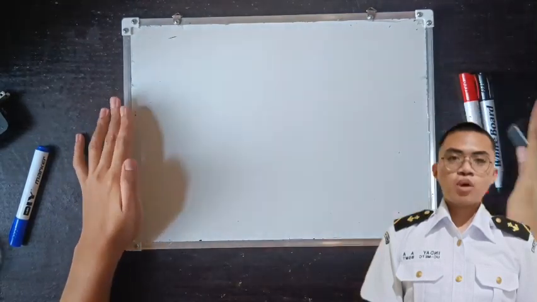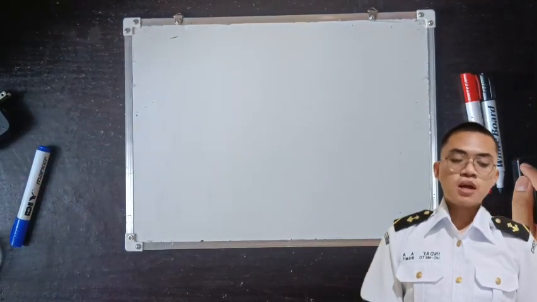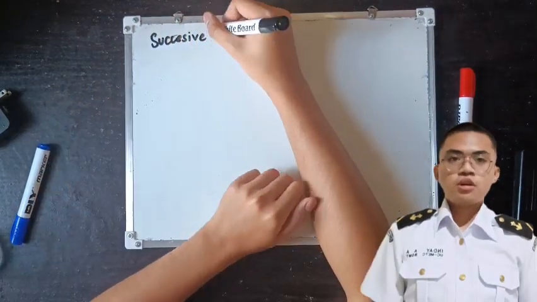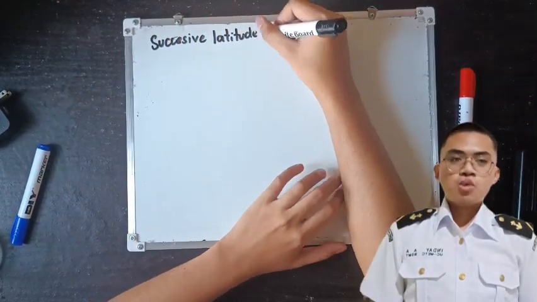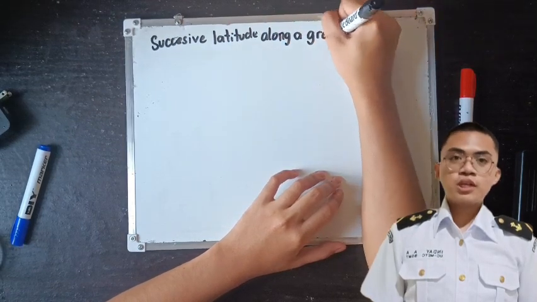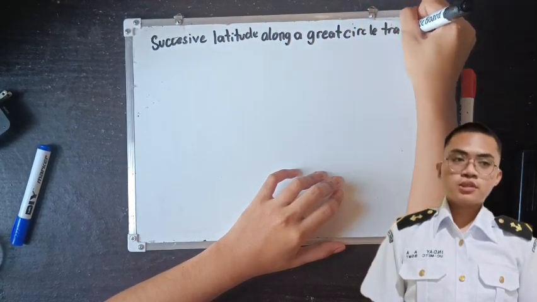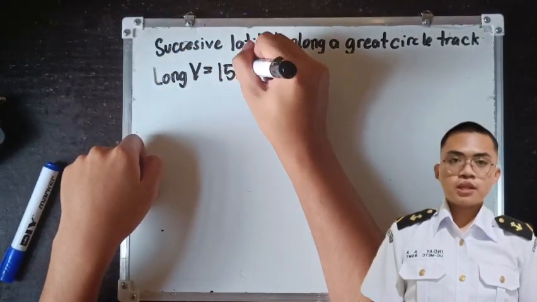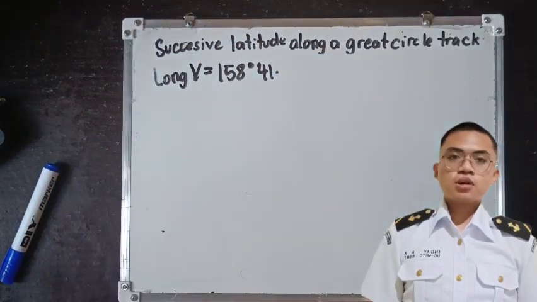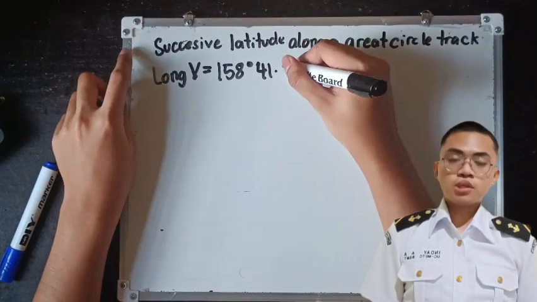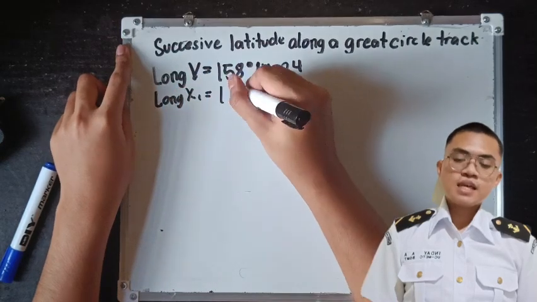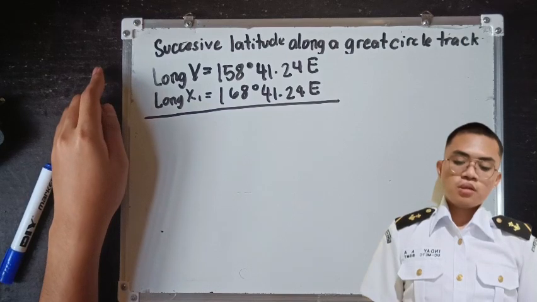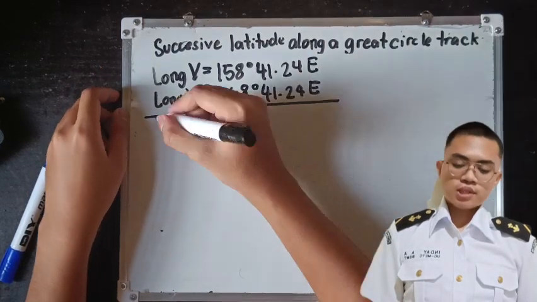Next is to find the waypoints to create successive latitude points along a great circle track. First, we must find the longitudes. We can subtract the longitude of vertex by 5 degrees or 10 degrees. In this problem, I decided to subtract the longitude of vertex by 10 degrees. Now, the first dlo can be obtained by subtracting 158 degrees 41.24 minutes east from 168 degrees 41.24 minutes east, which is equal to 10 degrees west.